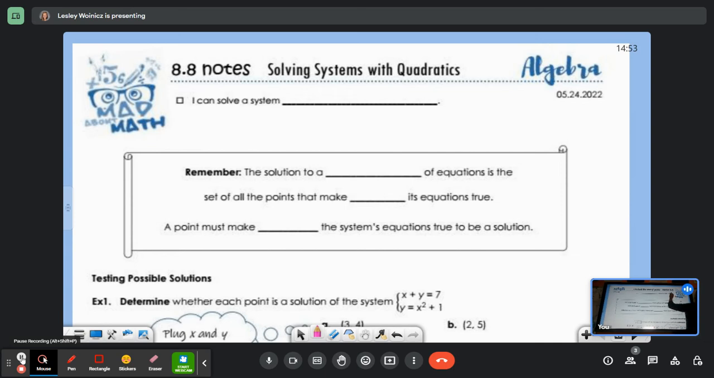So we looked for points where our quadratic and linear would cross. Sometimes maybe we had them crossing in two spots and we had two solutions. Or maybe we had a situation where they only crossed in one spot. Last but not least, we had some where they would never ever touch. So we had no solutions.